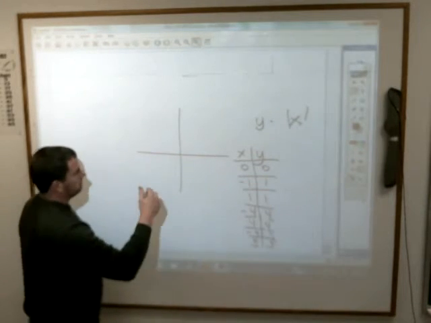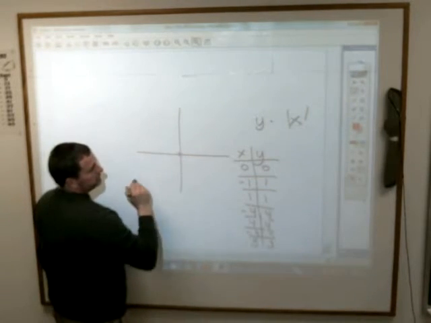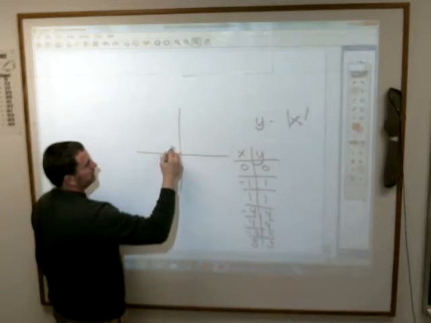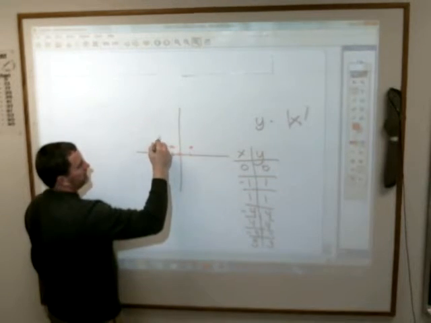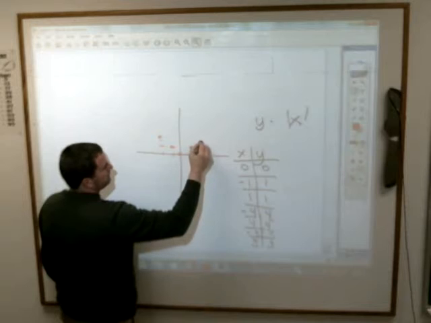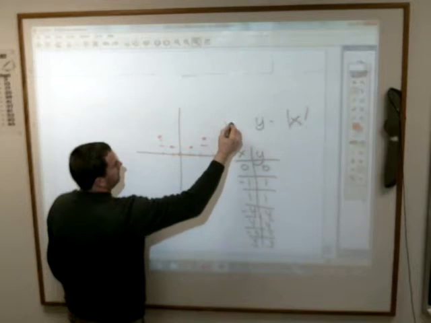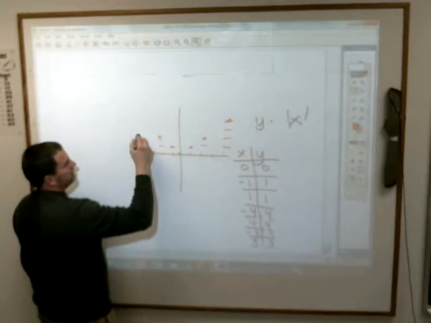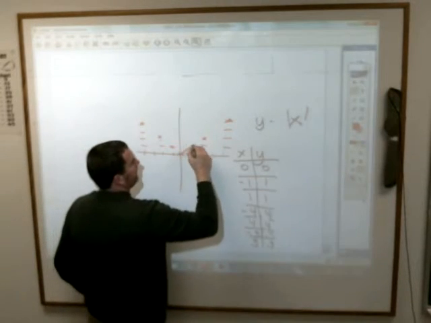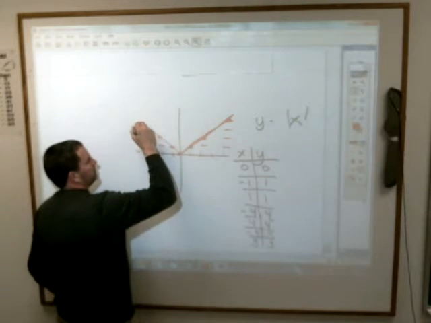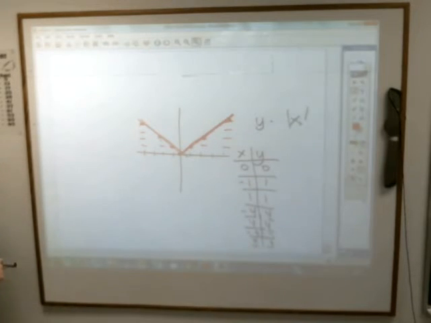Okay, here's what it's going to look like. Do a different color here. 0, 0. Negative 1, positive 1. Positive 1, positive 1. Negative 2, positive 2, positive 2, positive 2. Anybody seeing what's going to happen here? Positive 4, positive 4, negative 4, 4. What am I getting, ladies and gentlemen? Not a parabola. Those are both straight lines. It makes a V shape with straight lines.